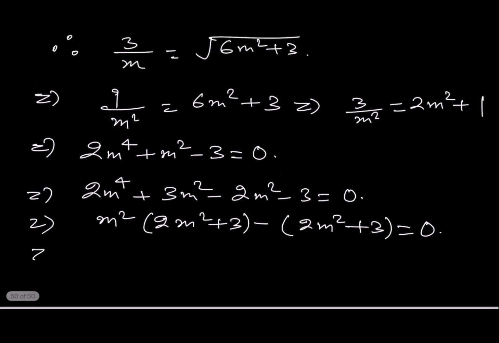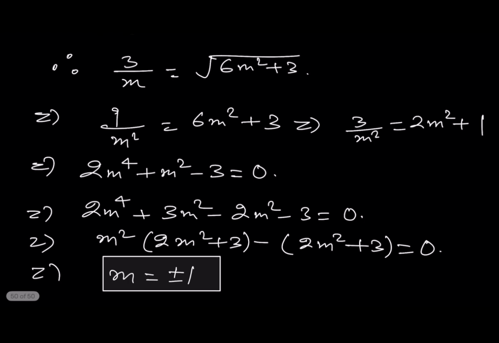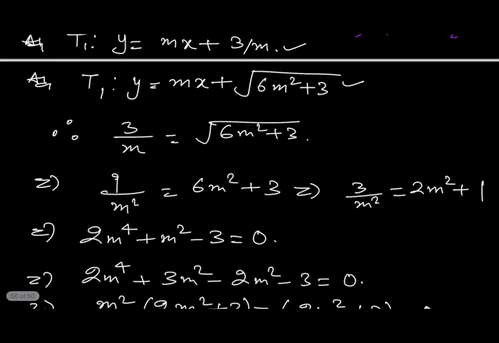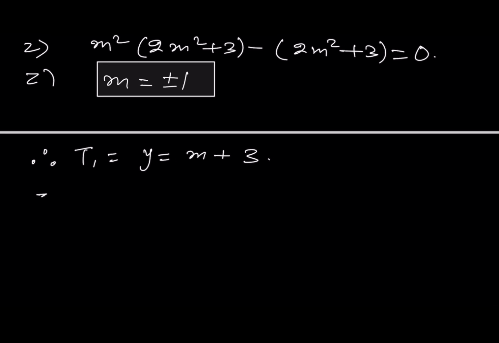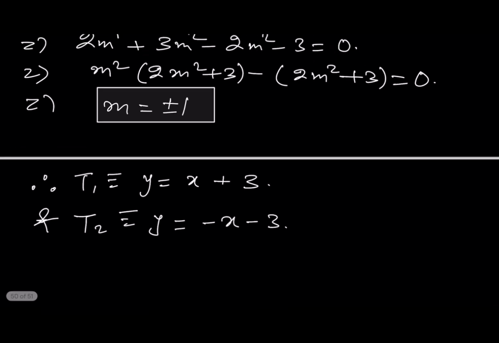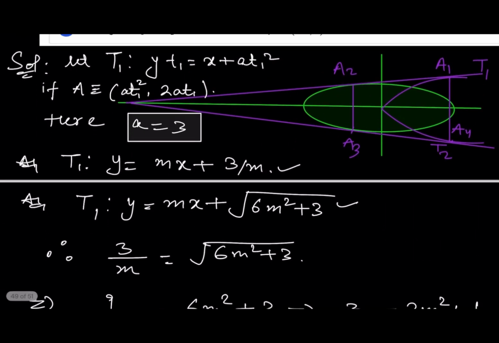So from here we can get m is equal to plus minus 1, or m square is equal to 1, right? Now m is equal to plus minus 1 says t1 is y is equal to mx plus a by m, right? And t2 is y is equal to minus, sorry, this is x plus 3 and this is minus x minus 3, right? Okay, but we need to find e1 and e2, right?